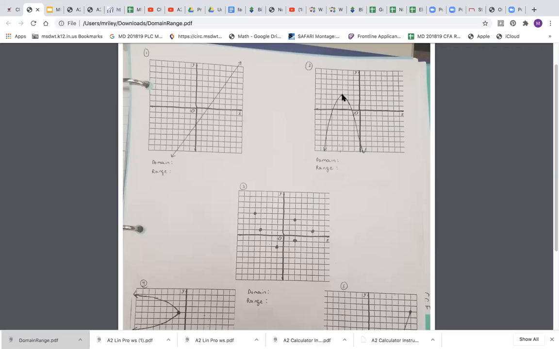So somebody tell me, how did you write that? Allison, what'd you say? Y is less than or equal to 3. That's exactly right. Because it opens down, as you guys can see, as it opens down, I want all my values below that, or less than or equal to positive 3.